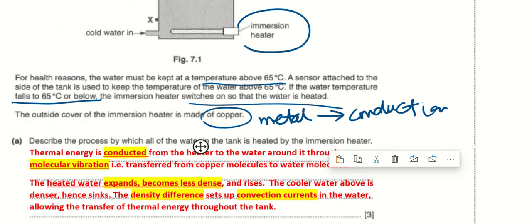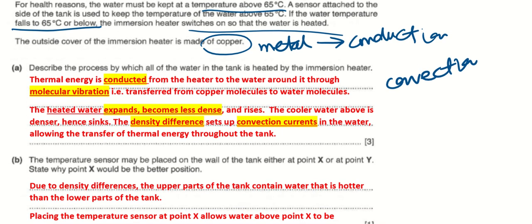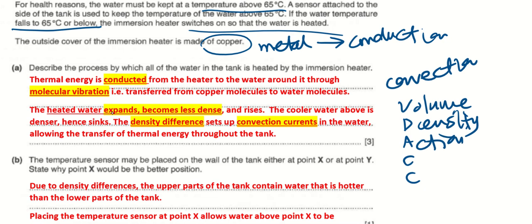Now, describe the process by which all the water in the tank is heated by the immersion heater. So this must be our convection. Okay, so if you remember my template is VDACC, V is volume, D is density, action, then you compare. In this case, you are heating the water. So a simple sentence to compare, that the cooler, denser water sinks, will suffice. And then lastly, you follow up with formation of convection current.